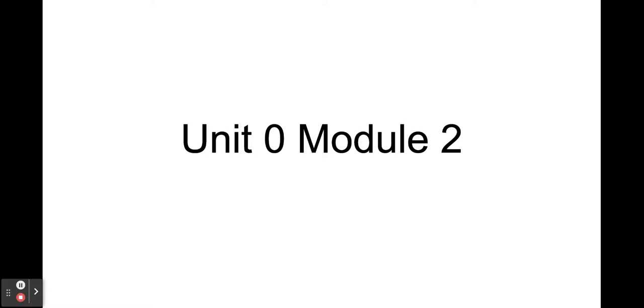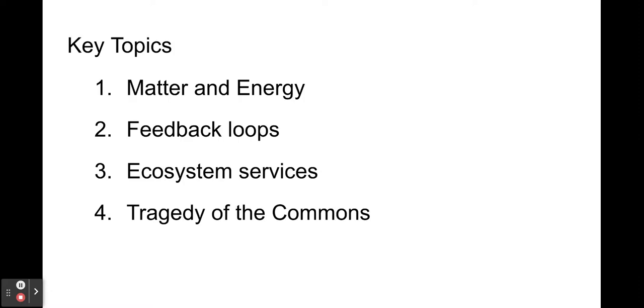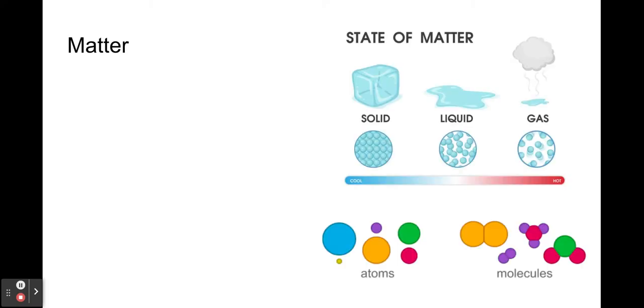Here's the content for today's lecture. We're going to be talking about four topics. Number one, matter and energy. Number two, feedback loops. Three, ecosystem services. And four, the tragedy of the commons. Let's start with matter and energy.